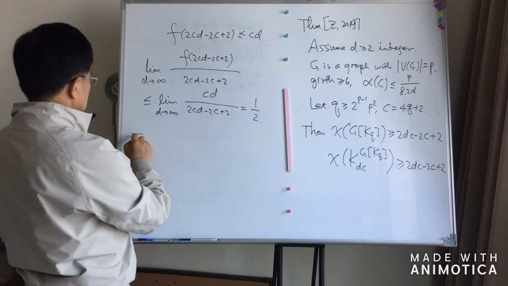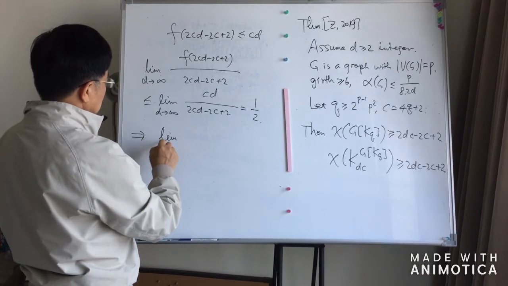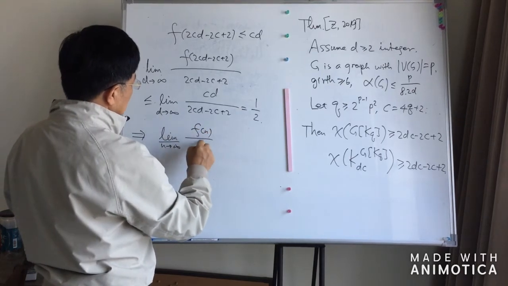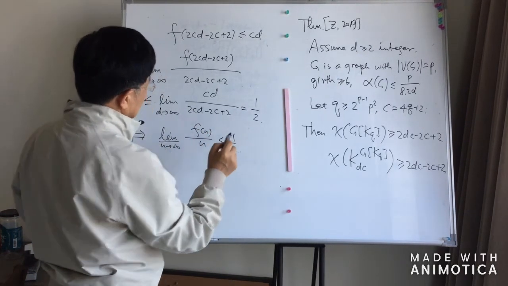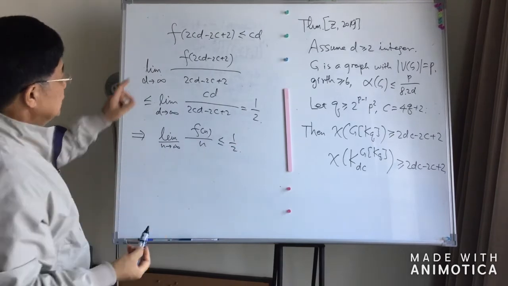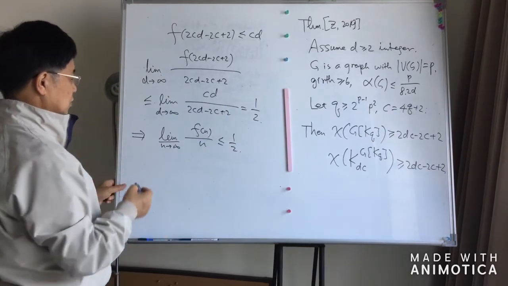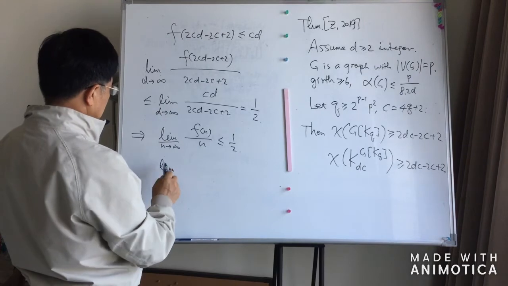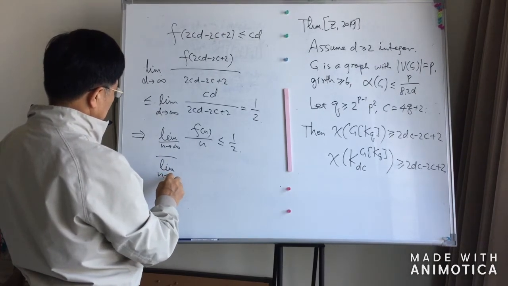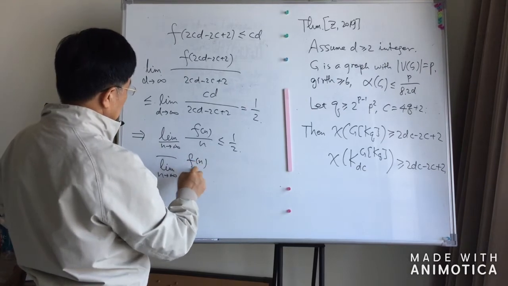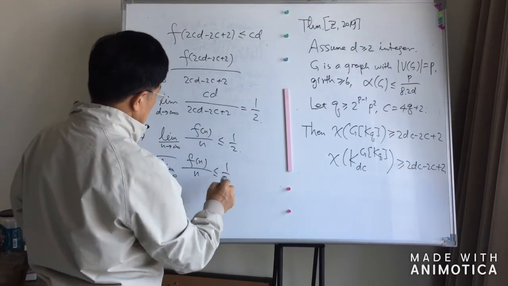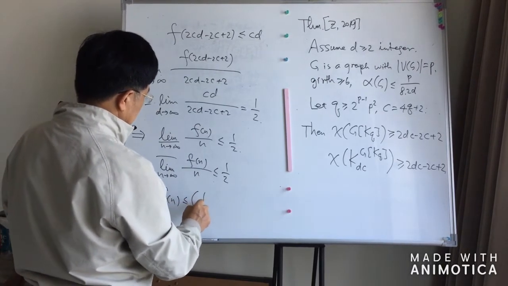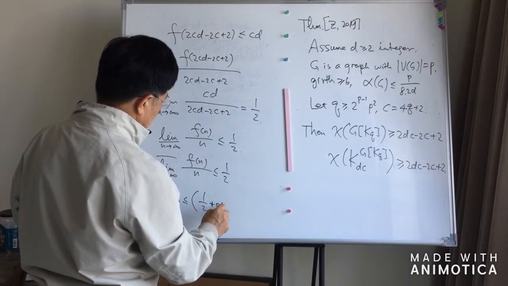So this implies that the lower limit, when n goes to infinity, of fn of n is less or equal to 1/2. By using the monotonicity of this function fn, and with a little bit more careful argument, we can actually prove the upper limit is also bounded by 1/2. So therefore, fn is less or equal to half n plus some error term.